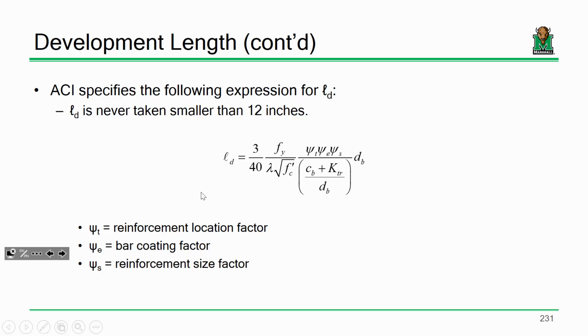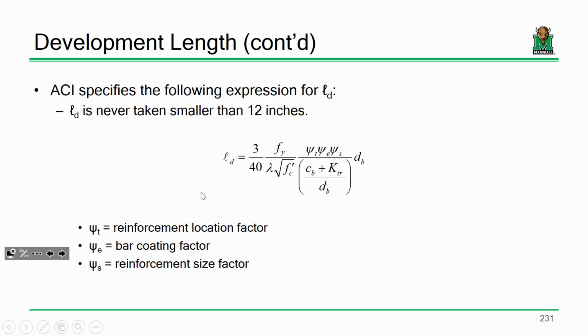I think by now, we've well covered the concept of bar development, the idea that you must embed a piece of bar a certain depth within the concrete to fully develop its capacity. The empirical expression that we use in ACI is the following. I know it looks long. Ultimately, it's pretty straightforward. Once you figure out all of your constants, it really is just plug and chug.